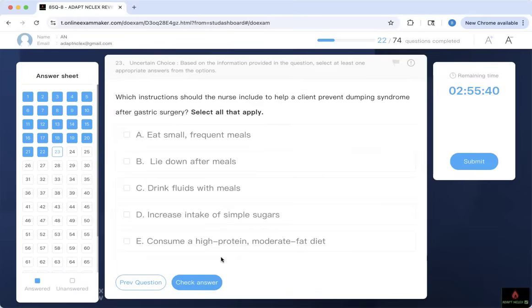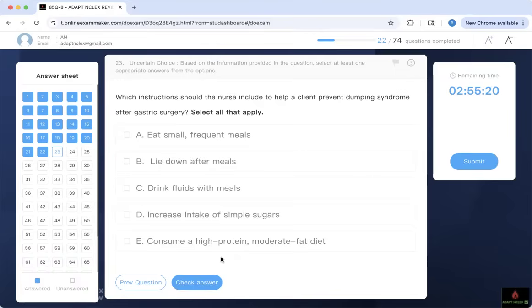Eat small, frequent meals. Lie down after meals. Drink fluid with meals. Increase intake of simple sugar. Consume a high protein, moderate fat diet. What do you think? What is your answer? Pick one. Dumping syndrome. The way to answer the question is to go with the concept.